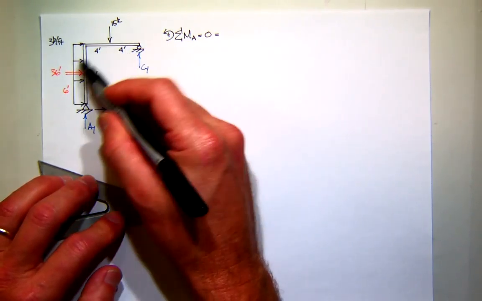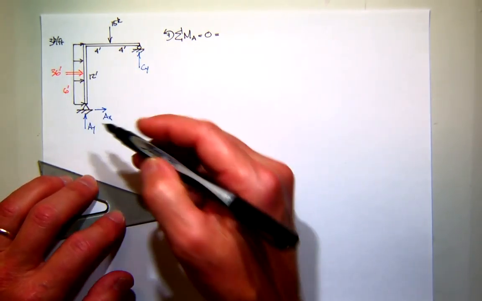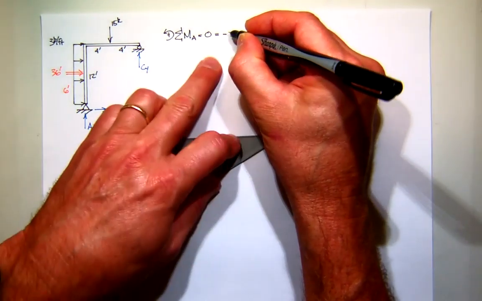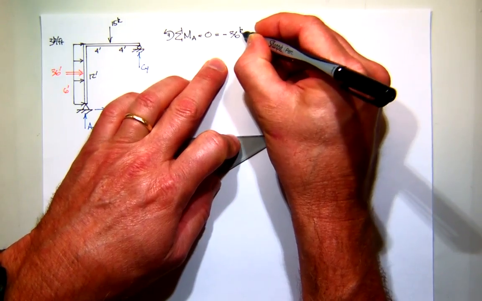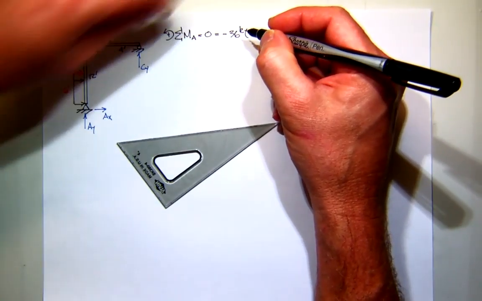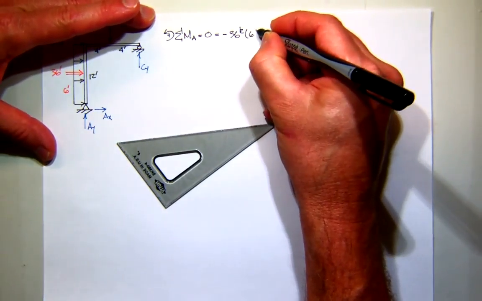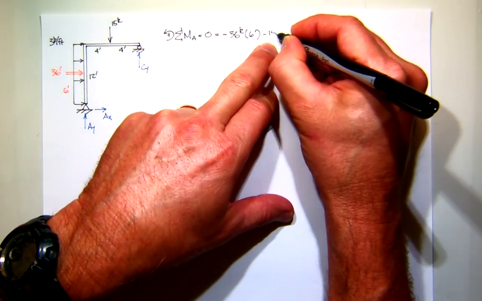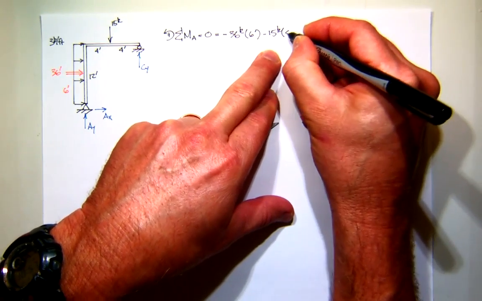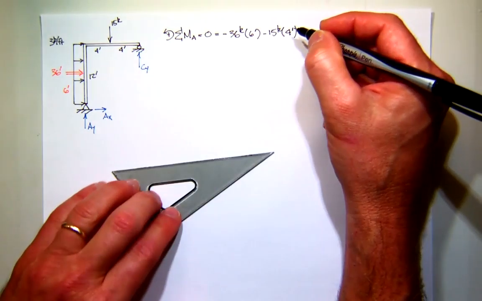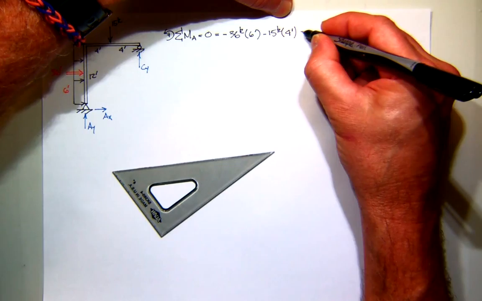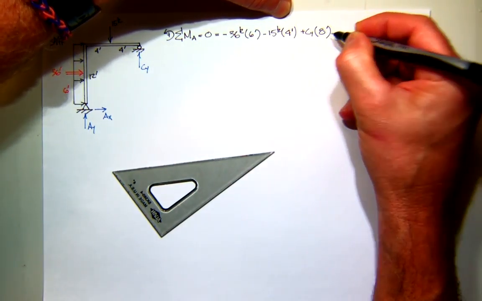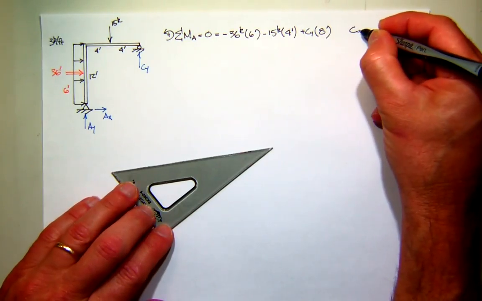Now both these forces about A are going to create what kind of moment, positive or negative, using my sign convention? Negative. So I'll have negative 36 kips, and the moment arm there is 6 feet. And then I'll have negative 15 kips, and that moment arm is 4. And then I'll have CY times 8. So I should be able to solve for CY.